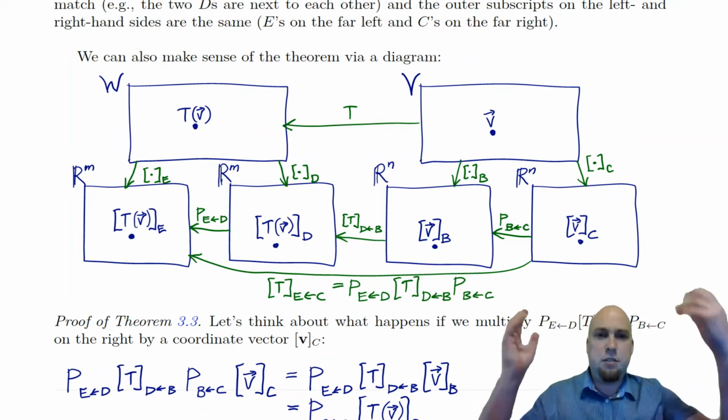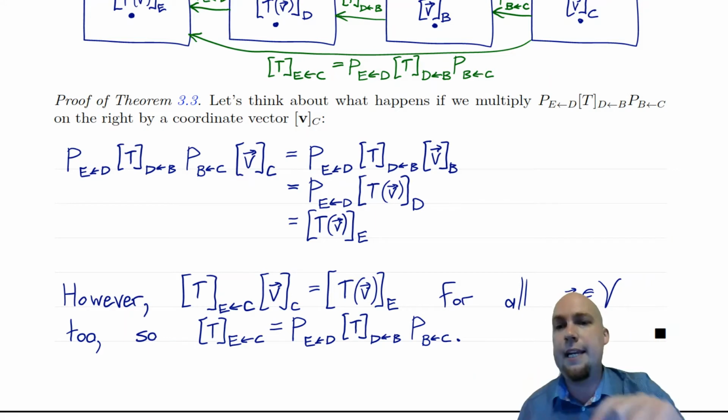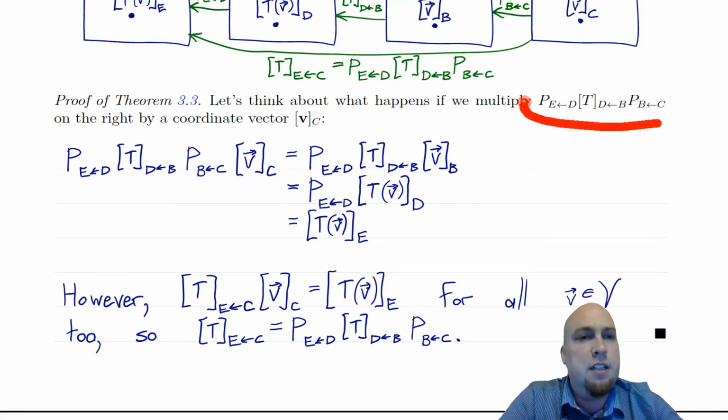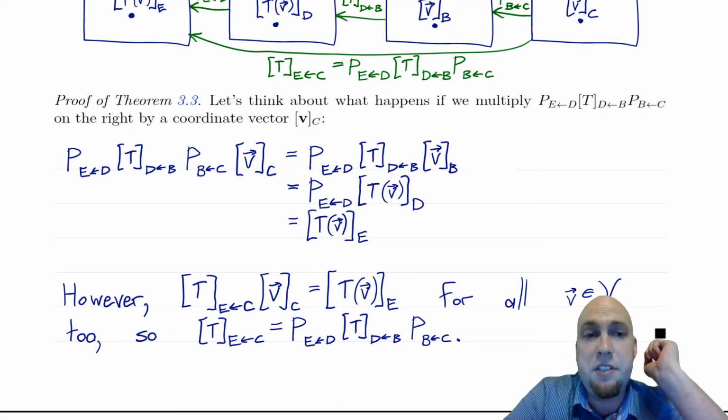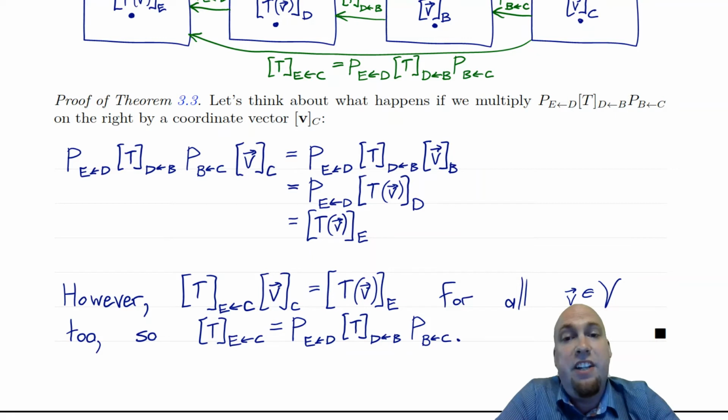All right, so that's the diagrammatic proof. Let's go through the algebraic proof now. It's basically the same thing, but written out in symbols. What we're going to do is look at this product of three matrices and multiply it by an arbitrary coordinate vector vC and see what happens. So I'm taking that triple product and multiplying by vC.